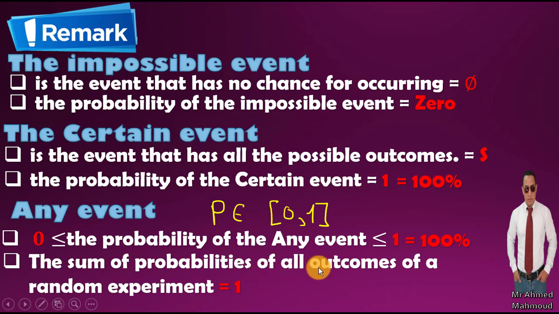The sum of all probabilities of outcomes of a random experiment equals 1. What does it mean, Mr. Ahmed? For example, if we have a class formed from boys and girls, and the probability of boys equals 0.6, then the probability of girls equals 0.4, because 0.6 plus 0.4 equals 1. So the sum of all probabilities must equal 1, and later I'm going to explain this point.